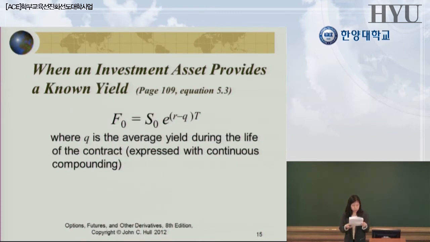And now, if the asset underlying a forward contract provides a known yield rather than a known cash income, F0 is like this, and Q is the average yield during the life of the contract.